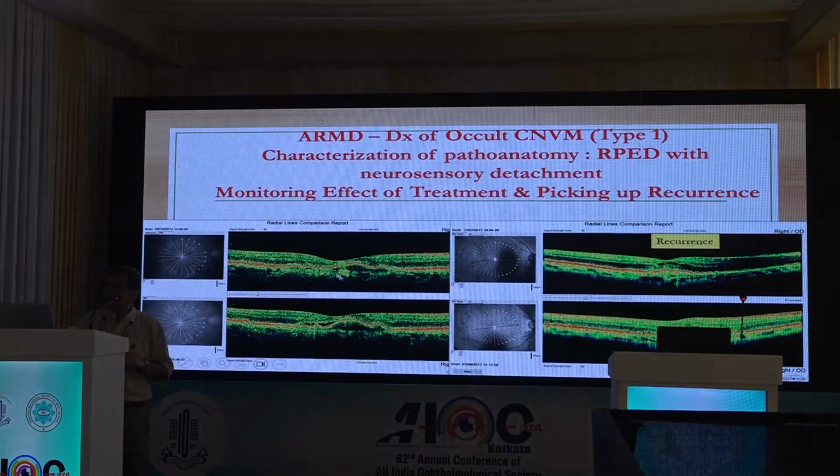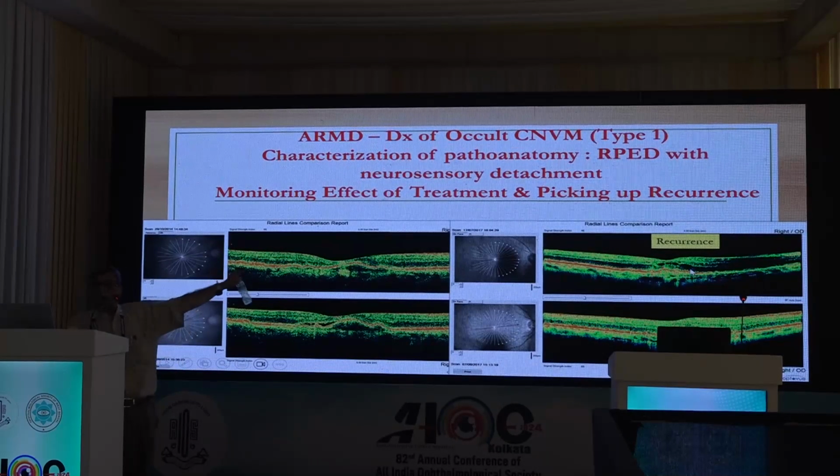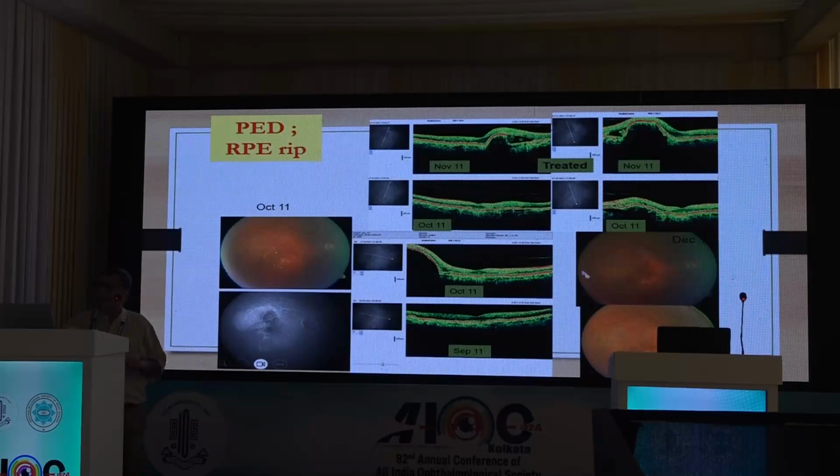What about this? You have a patient, RPE detachment is there, subretinal fluid is there. How do you monitor? You see the next time, you see the fluid is gone. You follow up, and then when there's a recurrence, what do you see? Intraretinal cysts have come. So you diagnosed, you followed up, you picked up the recurrence. All the things you can do on the OCT.